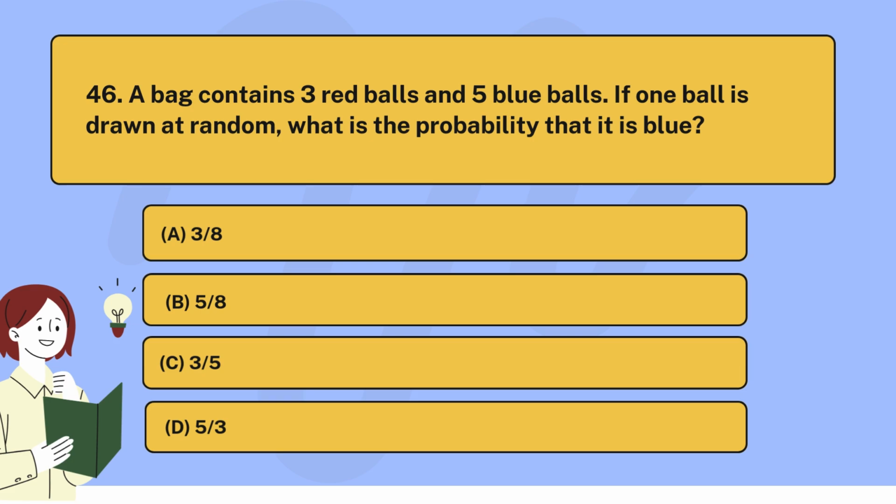Question 46. A bag contains 3 red balls and 5 blue balls. If one ball is drawn at random, what is the probability that it is blue? A. 3/8. B. 5/8. C. 3/5. D. 5/3.